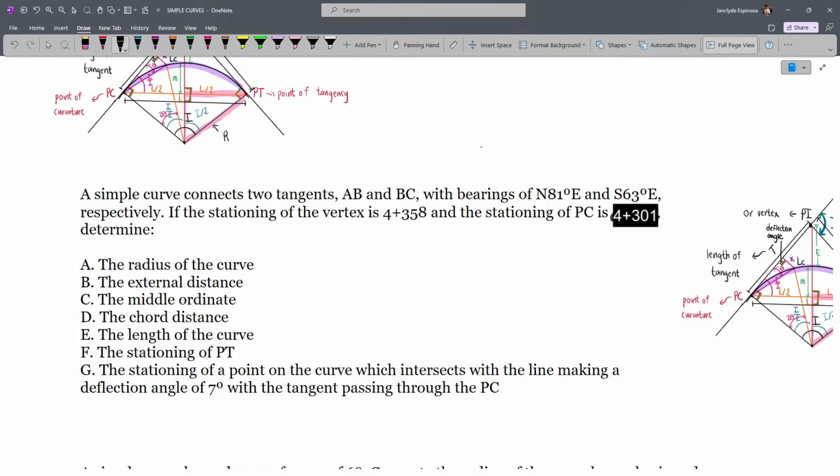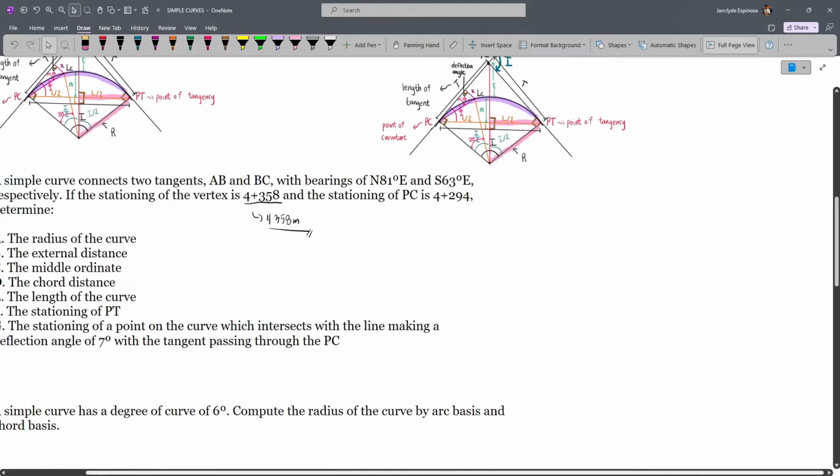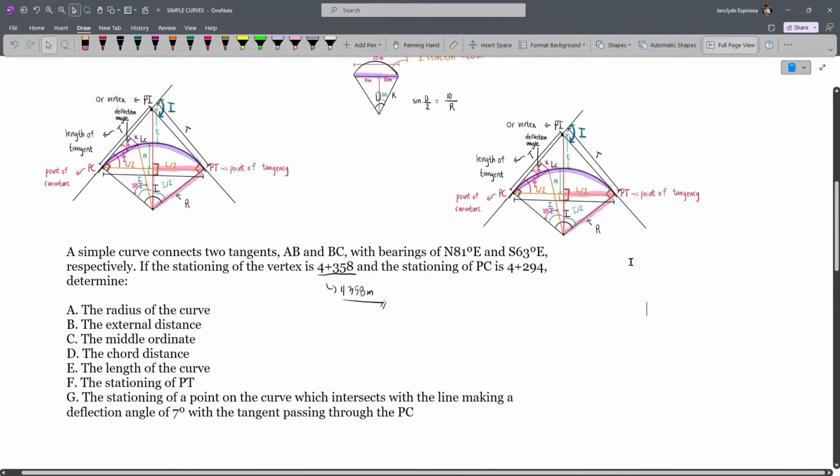Now just some important reminders: if you see this stationing, it actually means 4,358 meters. Now this is because our stationing is per kilometer, and so this is 4 kilometers plus 358 meters. And so this is what you have to remember. And so now, we'll try to draw our figure. Diba, we are given the bearings. And so, kung meron kang bearings, you will actually use that para makuha natin yung I, or yung central angle.